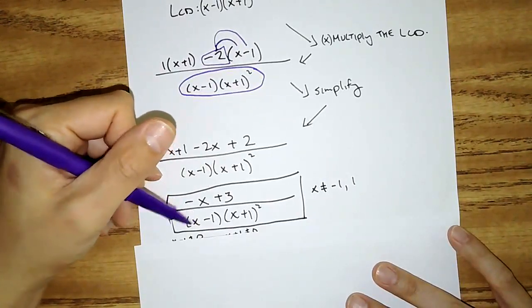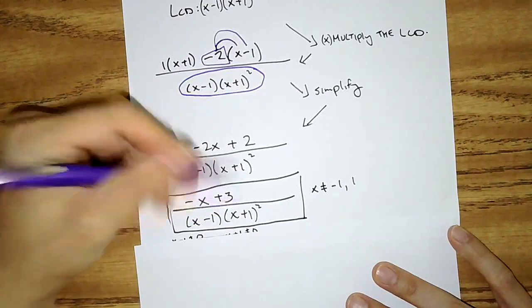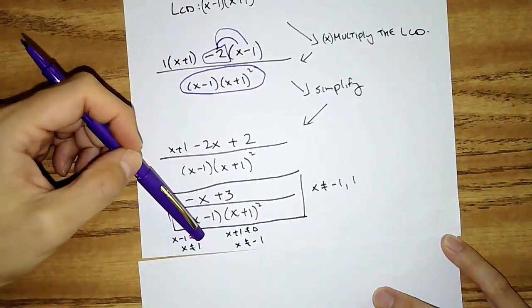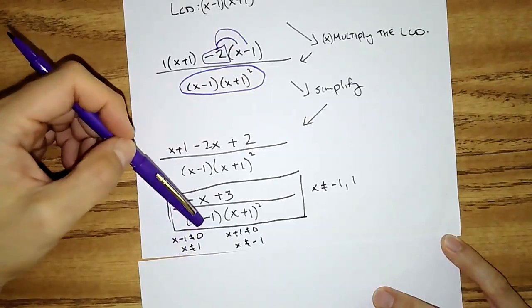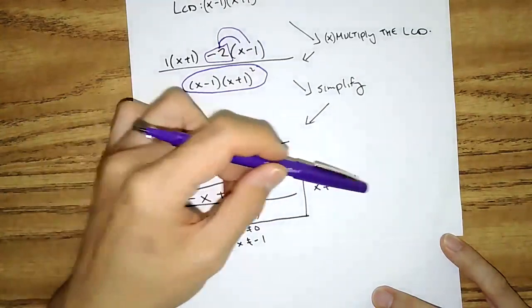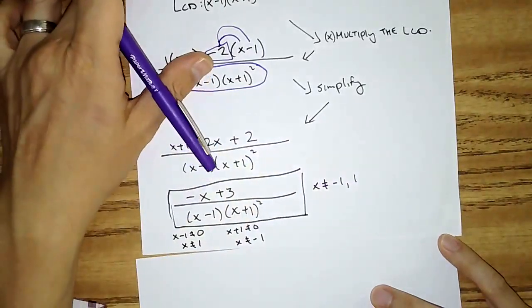My denominator, I have x minus 1 and an x plus 1. So I set those not equal to 0 to find my domain. X cannot equal 1. X cannot equal -1. So that's why I have this as my domain. All right. That was the easy part. Now we're getting into a more complicated version of everything.